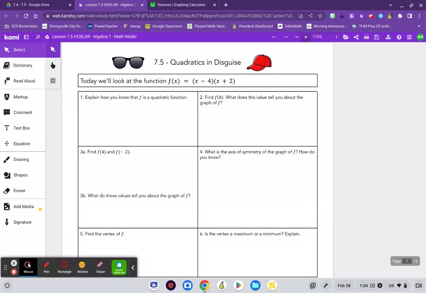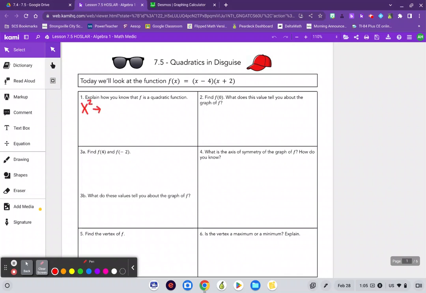Today we looked at the quadratic function f of x equals (x minus 4) times (x plus 2). Question 1 says, explain how you know that f is quadratic. Other than the fact that I said we're looking at a quadratic function, one of the things that we talked about that qualifies you to be a quadratic function is if you end up with an x squared.